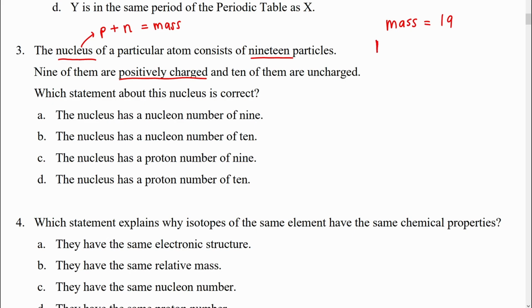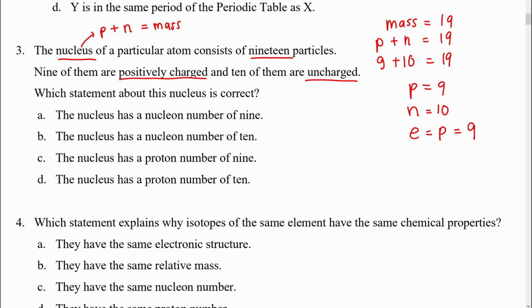Yes, it is proton. So I can say proton plus neutron equals 19. And the proton here is 9, and 10 of them are uncharged. Uncharged means neutral. So what is neutral in an atom? It is neutron, right? So 10 neutrons equals 19. So from here, I can say the proton is 9, neutron is 10, the mass is 19, and remember, in an atom which is electrically neutral, the number of protons is always equal to the number of electrons. So in this case, the electron is also the same as proton, which is 9.